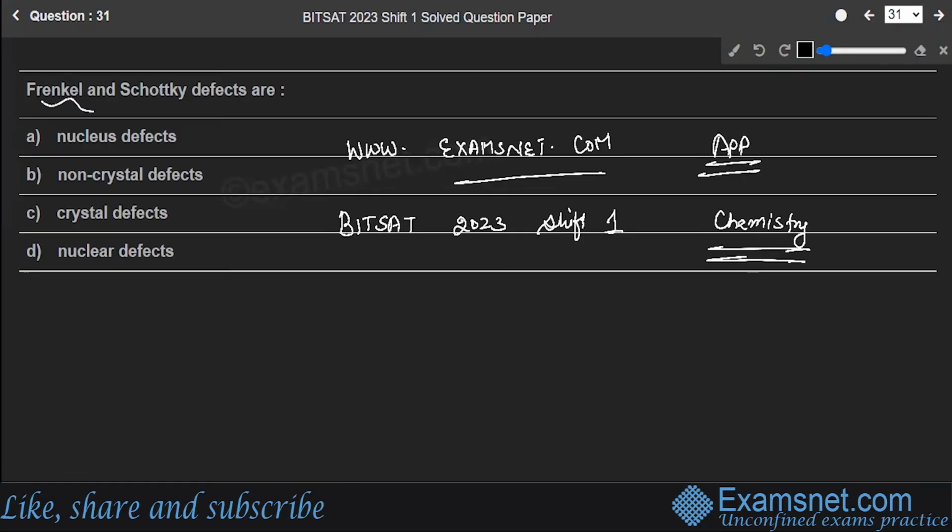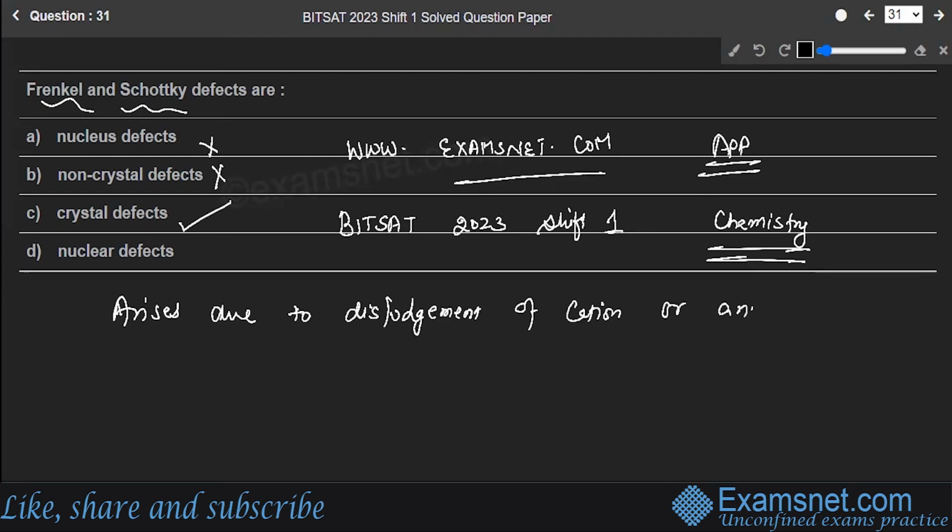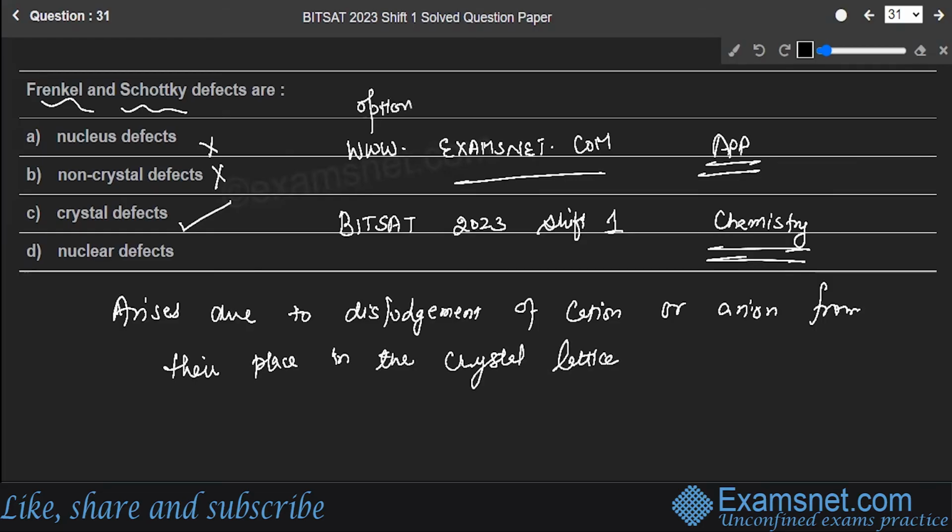It says Frenkel and Schottky defects are nucleus defects? No. Non-crystal defects. They are crystal defects. These are crystal defects. It arises due to dislodgement of cation or anion from their places in the crystal lattice, right? So you have C option as the correct answer. Hope you got that.